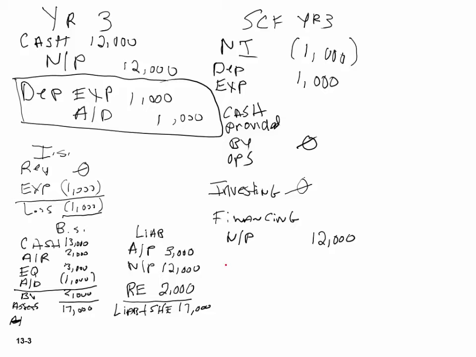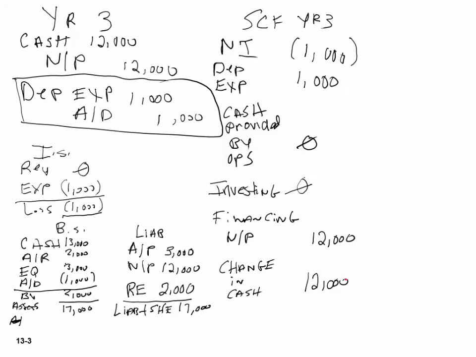And so my change in cash, my change in cash is going to be what? Zero from operating, zero from investing. My cash change, what? $12,000, didn't it? And we know it changed $12,000 because if you look at the one journal entry that affected cash for this period, we just had this debit to cash for $12,000, didn't we?